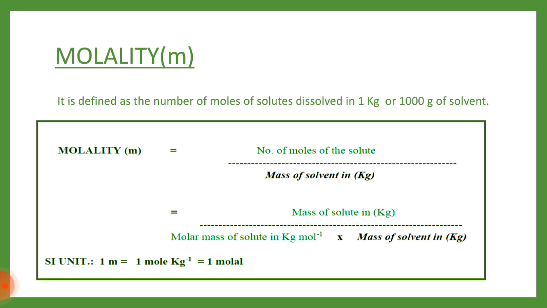Molality represent in small m. It is defined as number of moles of solute dissolved in 1 kg of solvent. Molality is equal to number of moles of the solute divided by mass of solvent in kg. Then it is also equal to mass of solute in kg divided by molar mass of solute in kg per mole multiplied by mass of solvent in kg. SI unit of molality is 1 m is equal to 1 mole per kg equal to 1 molal.